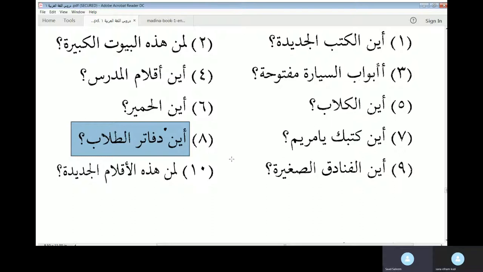Aina al-fanadiku? Question number 8. Aina dafatiru tulabi? Oh, this one, okay, I've missed. Aina dafatiru tullabi? Where are the students' books, notebooks? Here... indal jamiyati. They are in the university. Sorry? What is the meaning of this answer, translation? Yeah, indal jamiyati, they are in the university. Wrong. Or no, okay. Hiya fil jamiyati, they are in the university.